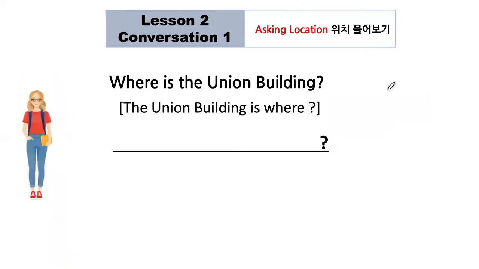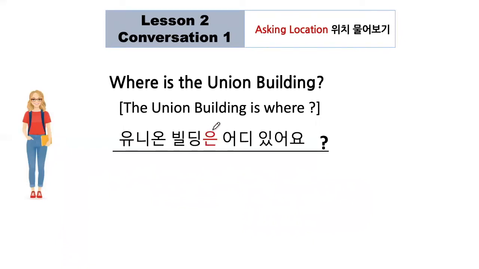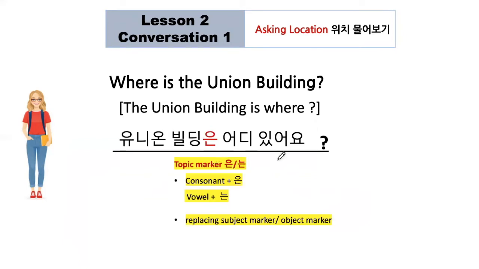Okay, and next one. Where is the Union Building? When you are asking a question in English, we put the WH word at the very beginning of the sentence, right? But in Korean, we don't. So we just put it in original place here. Then let's put this into Korean. The subject, Union Building이, and the ending part, 어디 있어요? Union Building은 어디 있어요? Then here you can see 은, not 이, right?